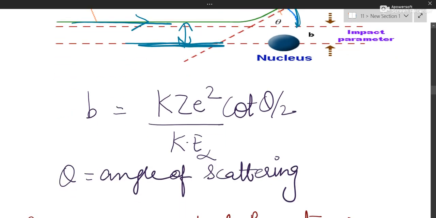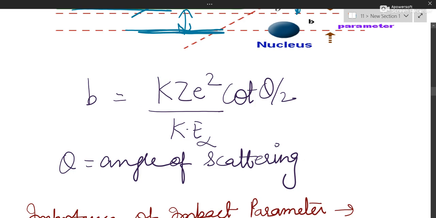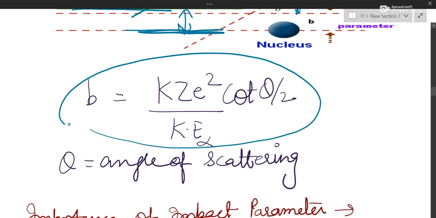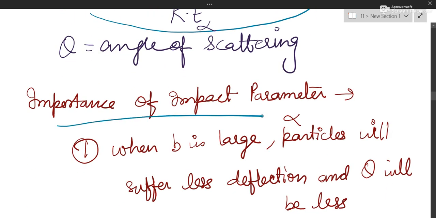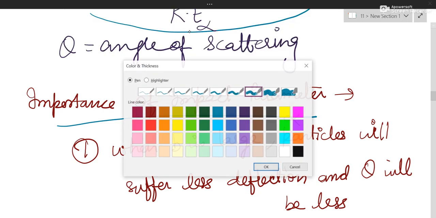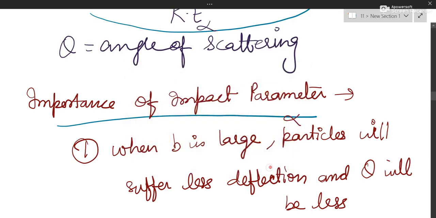Okay, we'll have to memorize the formula of impact parameter, which is this. Simply memorize it. Now what is the importance of impact parameter? This is important, we have to learn. See, what is impact parameter? It is the perpendicular distance of the alpha particle from the central line of the nucleus.